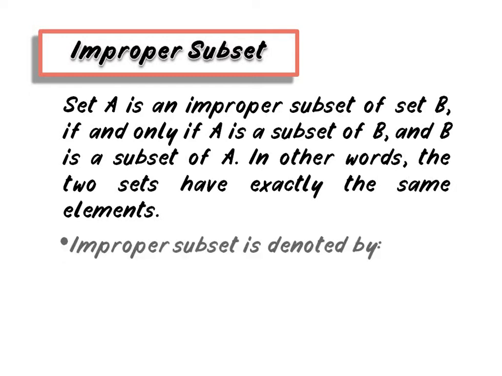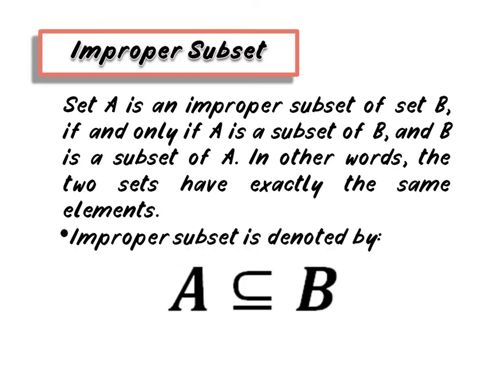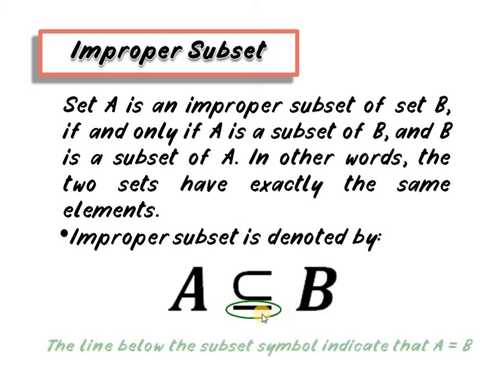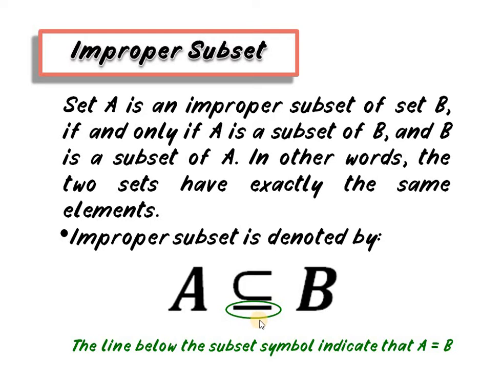Improper subset is denoted by A is an improper subset of B. The line below the subset symbol indicates that A is equal to B. Two sets are said to be equal if they have exactly the same elements. Let's have some examples of improper subset.